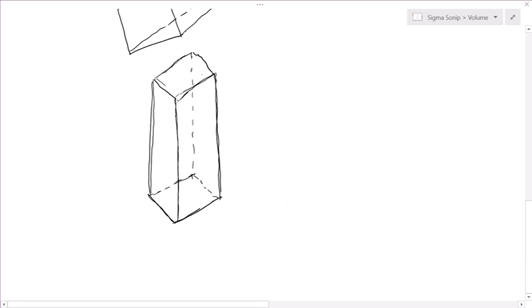You might have other kinds of prisms as well. So let me draw another one. I hope it comes out well. So I have this, then it goes like this. This time you can see it's not perpendicular.